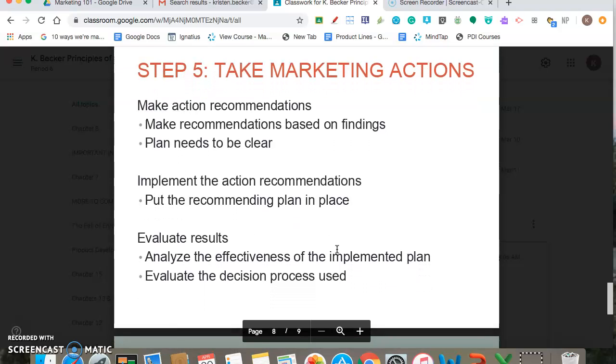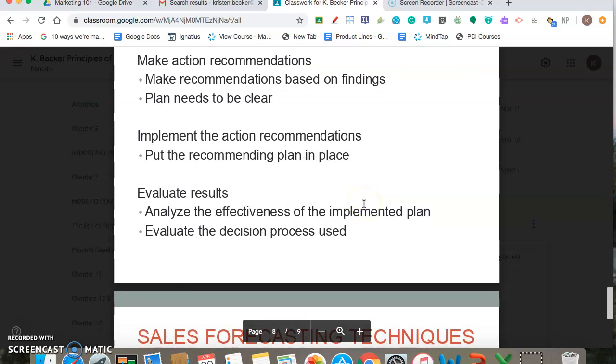So make action recommendations. So this is where you now say, okay, based on my findings, here's my information, and this is what I think needs to happen. Maybe we need to take our product and we need to update it. We need to change it, make some changes to it to make it more desirable for our client base, right? Maybe that's your recommendation. Then you need to actually put that recommendation into place. You need to implement your plan, okay?